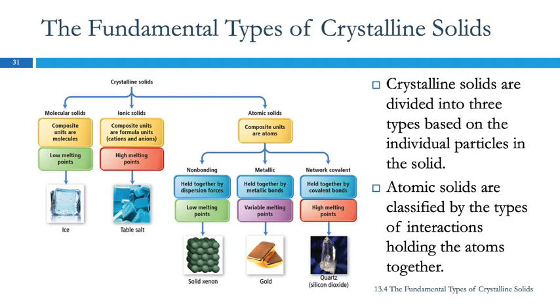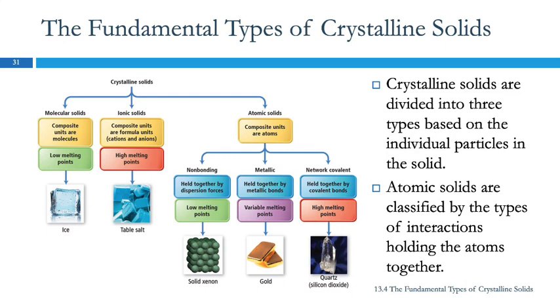So we're talking about crystalline solids here. Crystalline solids can be divided into three different groups. Molecular solids, the components are molecules. Ionic solids, the components are ions. And atomic solids, the components are atoms.